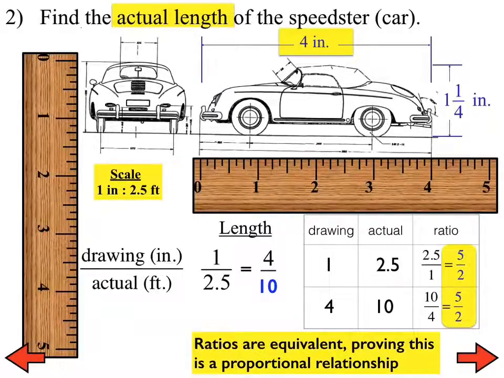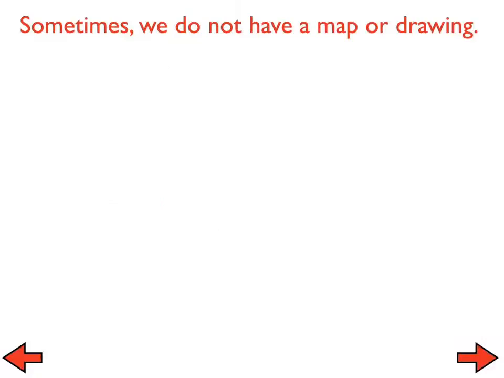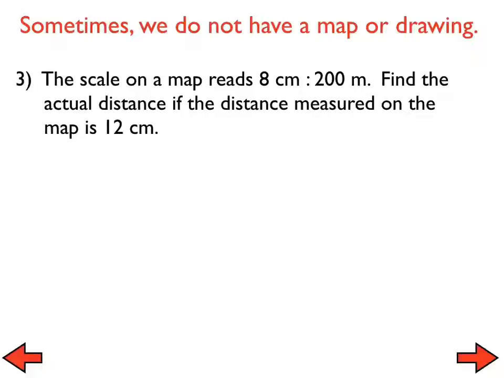All right. So far we've talked about maps. We talked about scale drawings. But sometimes we don't get that. Sometimes you just get a scale and it's in a word problem, which is usually like that because we can't always provide you with a picture, right? We just tell you. The scale on a map reads 8 centimeters to 200 meters. I want to know the actual distance if the map distance is 12 centimeters.